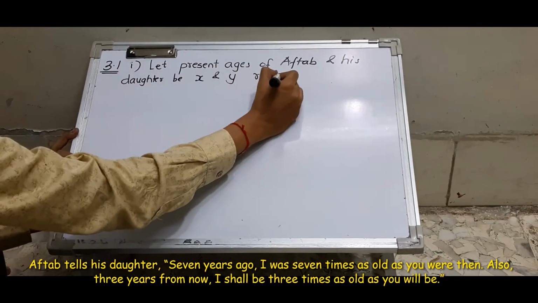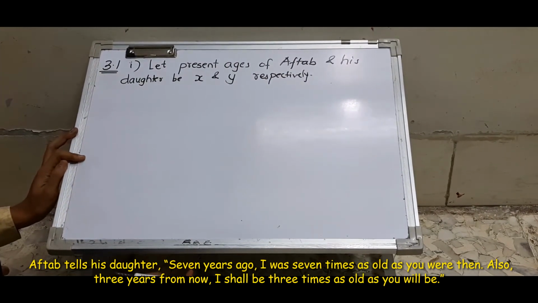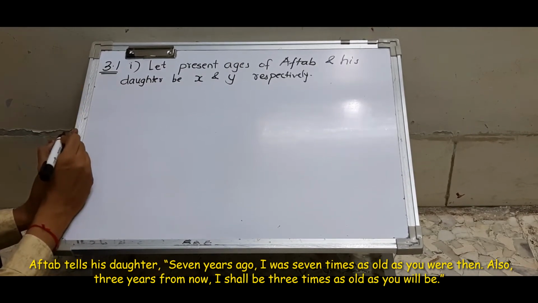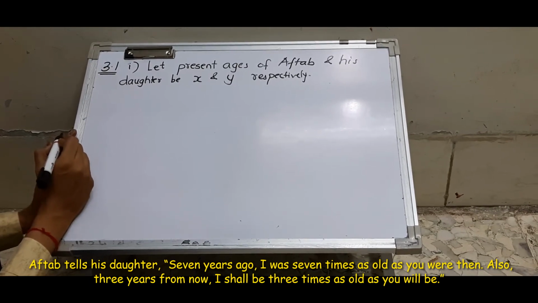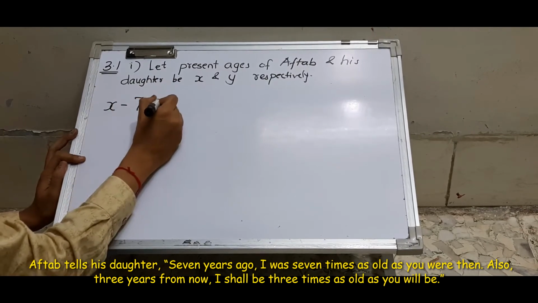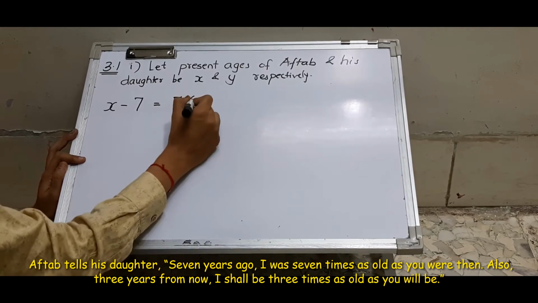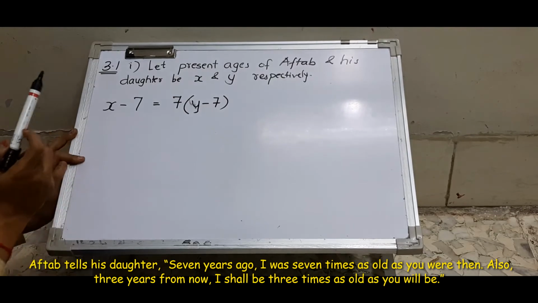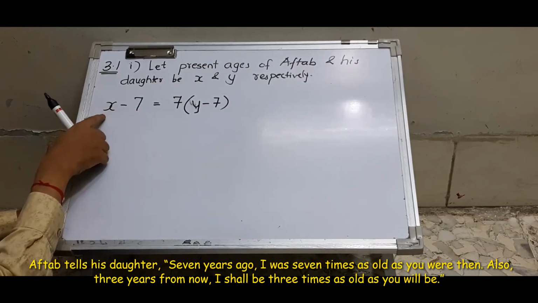Means today Aftab's age is x, his daughter's age is y. Let us say that 7 years ago, Aftab was 7 times as old as she was. 7 years ago, what will be Aftab's age? X minus 7. It is 7 times his daughter's age. What will be his daughter's age 7 years back? Y minus 7. I am talking about 7 years ago.